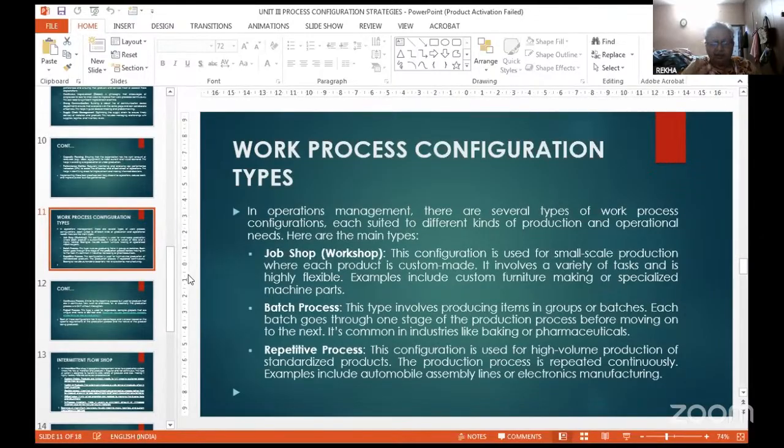As we have already discussed, in work process configuration, there are several types of processes. You have job shop, where each product is custom made. Then you have batch process, which makes things in one batch with similar things. Maybe you can change something or you can continue with it. Then you have repetitive process. This configuration is used for high volume production of standardized products. So the same thing is repeated over and over again.